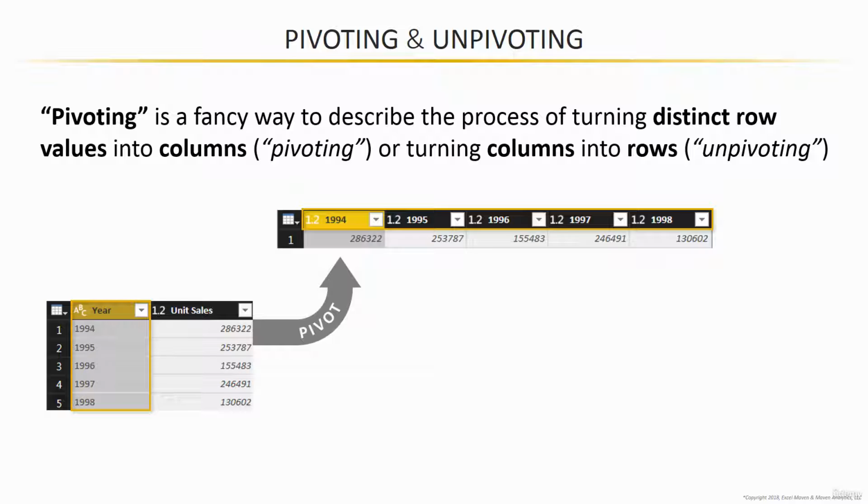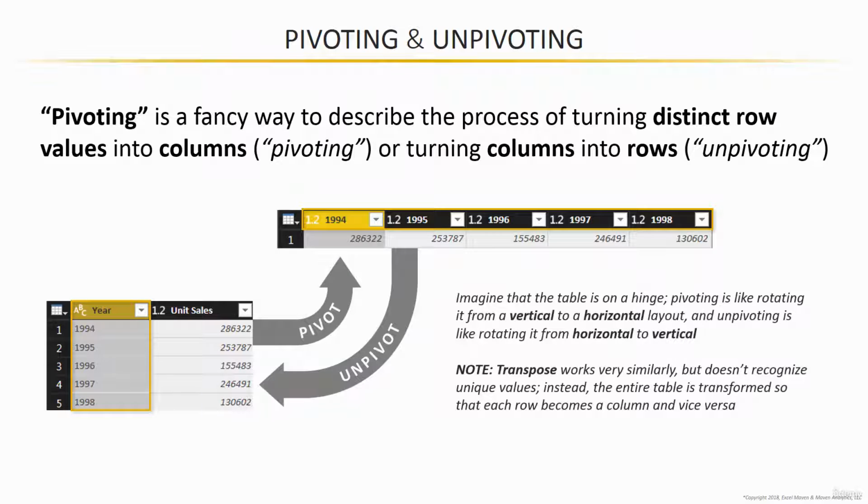Now on the flip side, if we started out with the table in that horizontal format and we selected the years in the first row, we could unpivot to transform it into that vertical form. In other words, we take those years, which had been columns, and transform them into rows. So my little mental tip here is that I imagine that the table is kind of like on a hinge in that upper left corner. Pivoting is like rotating it up from vertical to horizontal, and unpivoting is like rotating it down from horizontal to vertical.